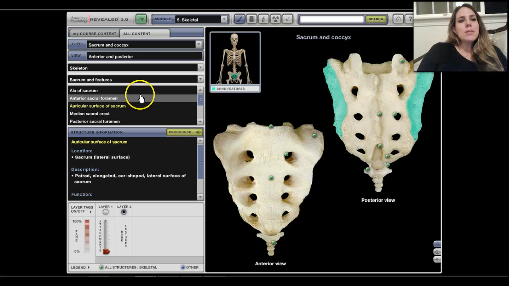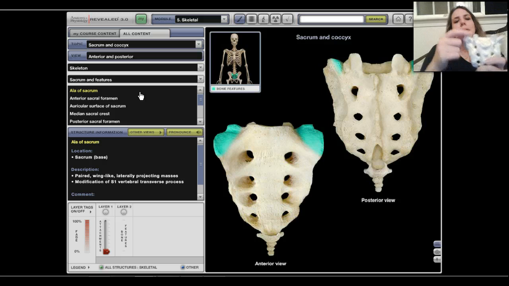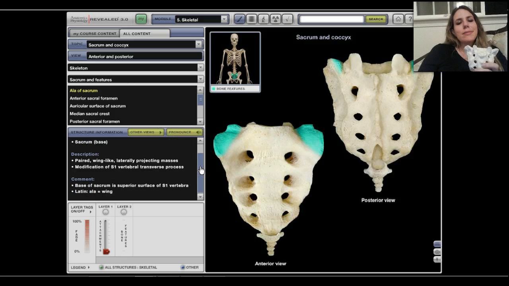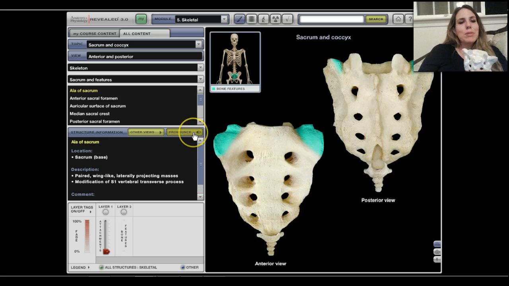Okay, what else? The ala up here, ala, A-L-A, means wing. And you're like, wait a minute, I thought ptera meant wing. Well, yes, it does. They both do. But this is the ala, the wings of the sacrum. And let's see, did I miss any comments on that? Base of the sacrum. Okay, yeah, ala means wing. Pretty much what we just said.